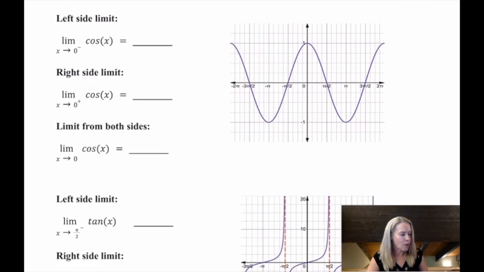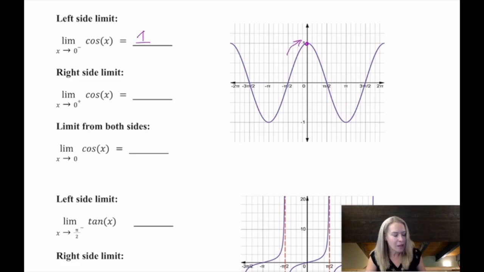I start off with the cosine graph. This is a graph of y equals cosine of x. And this first notation is saying what happens to the graph as x approaches 0 with a little minus sign, meaning coming in from the left-hand side. What happens to the graph? Where's the graph heading? What is the y value looking like? As we come in from the left, you'll see that the graph is approaching y equals 1. So we would say the limit is 1.